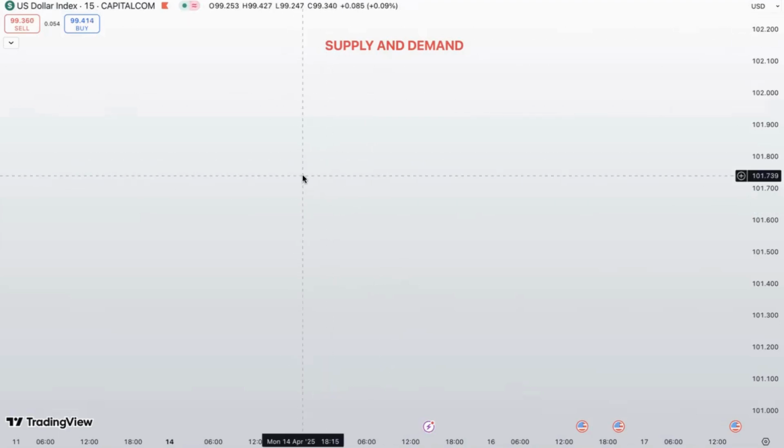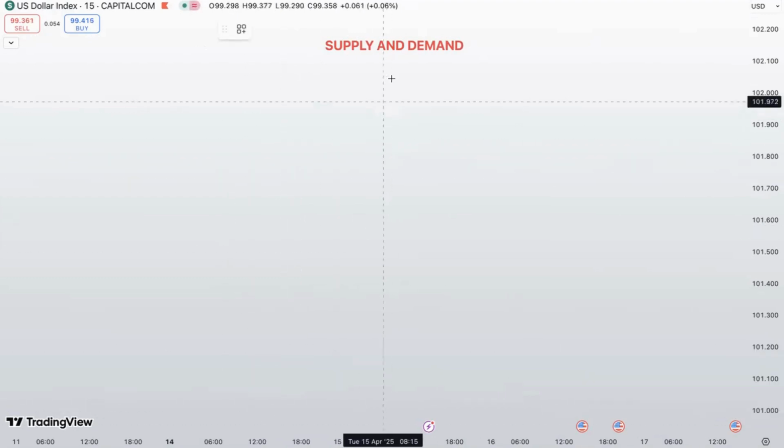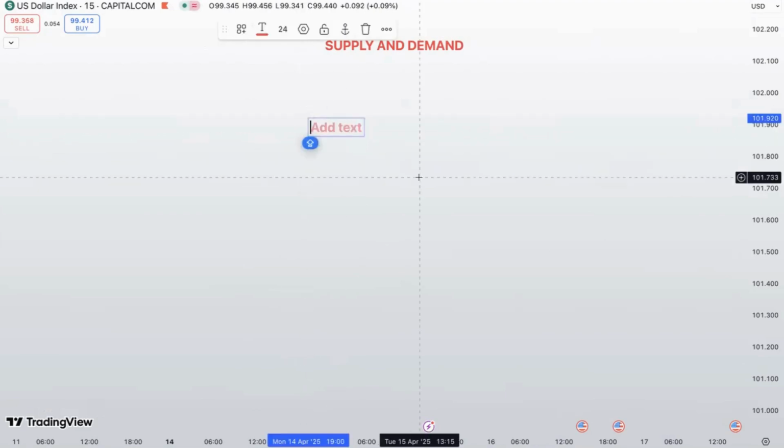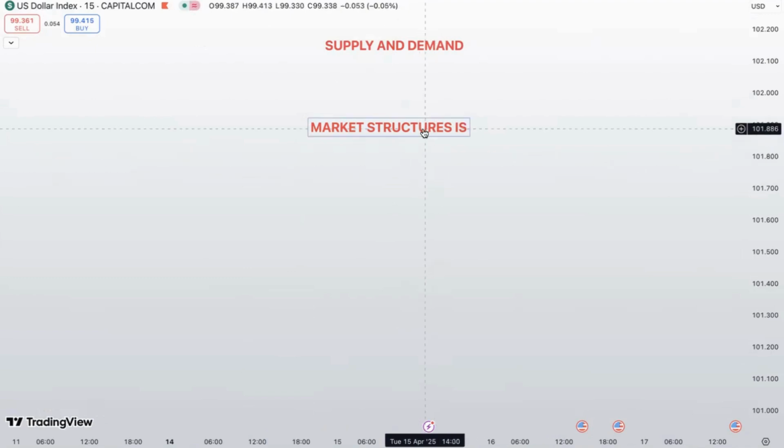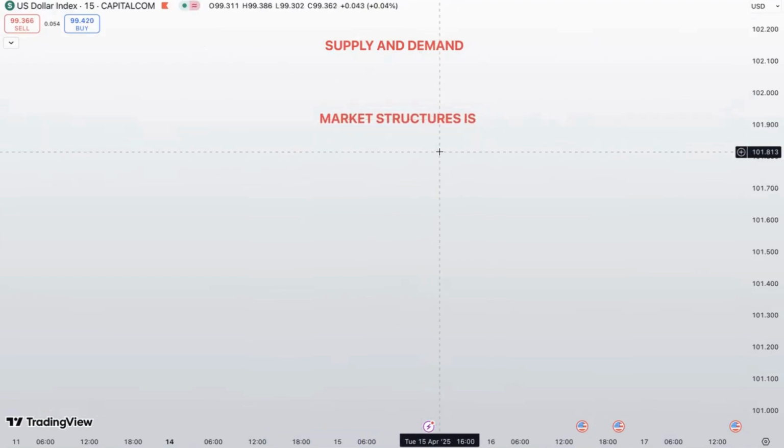So basically, for you to be able to understand supply and demand, you have to firstly understand what market structure is, right? Now, what is market structure? Yo, Zayn, what is market structure?